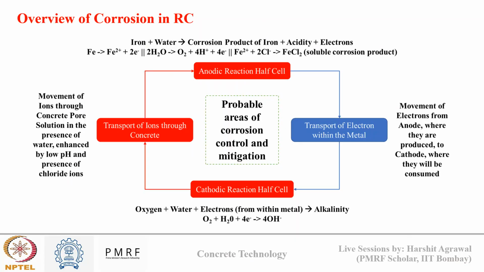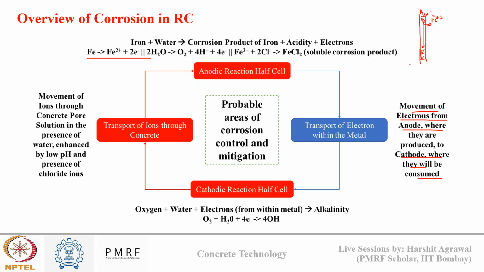For now, if we summarize the electrochemistry part of corrosion that we have discussed, there are four steps present in a corrosion reaction. First, the anodic half-cell reaction, where iron is converting into iron 2 plus. Then there is transport of electrons within the metal. If we see, this is my steel reinforcement. At this side, Fe is converting into Fe2+, leaving behind electrons. These electrons move inside the steel from the anode, where they are produced, to the cathode, where they will be consumed. This is my anodic side and this is my cathodic side.